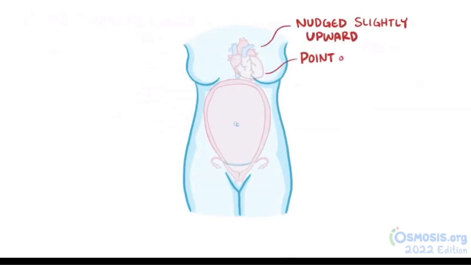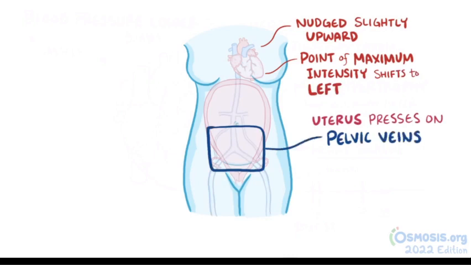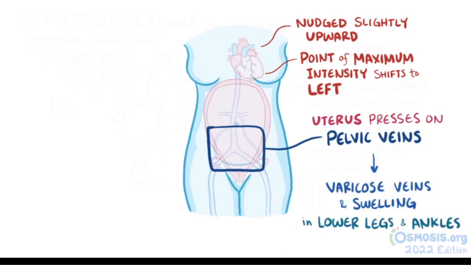Finally, as the uterus enlarges, it pushes up on the diaphragm, nudging the heart slightly upward and shifting the heart's point of maximum intensity, the spot where it taps against the chest wall, a little bit to the left. The uterus also presses against the pelvic veins, causing blood to back up, leading to varicose veins as well as swelling in the lower legs and ankles.